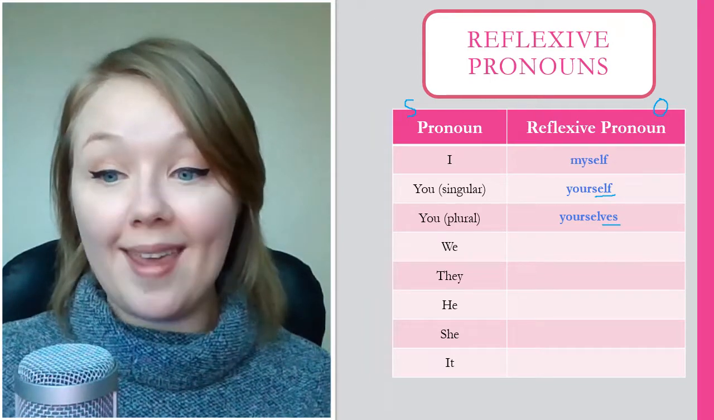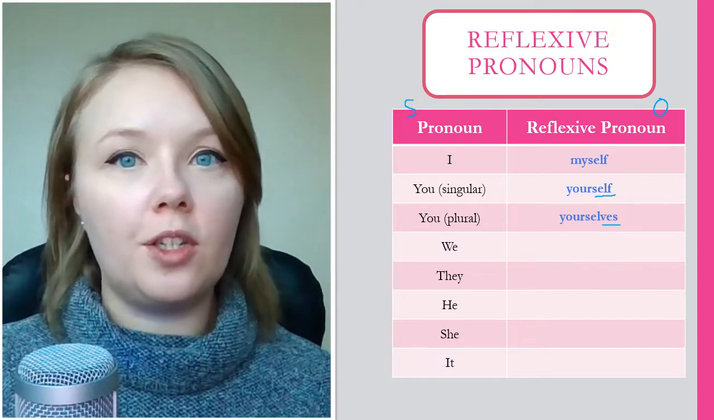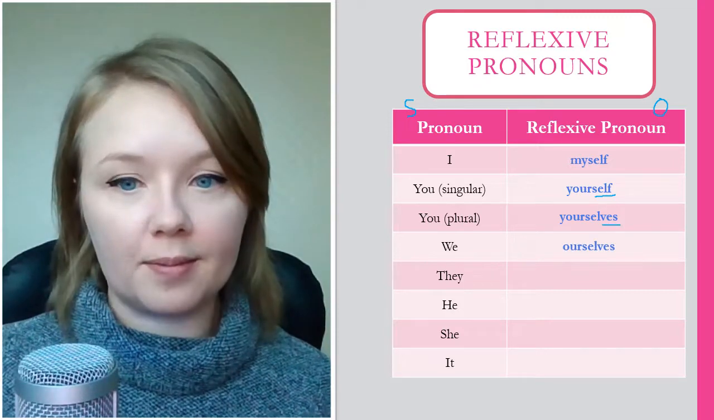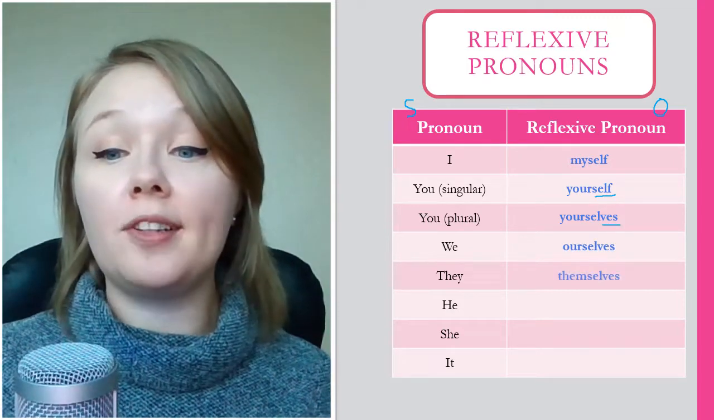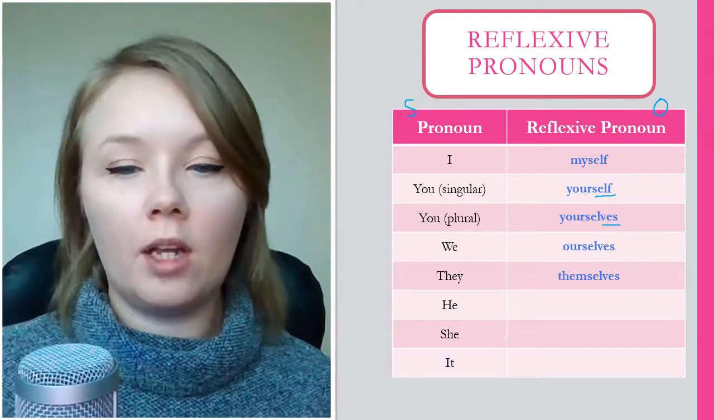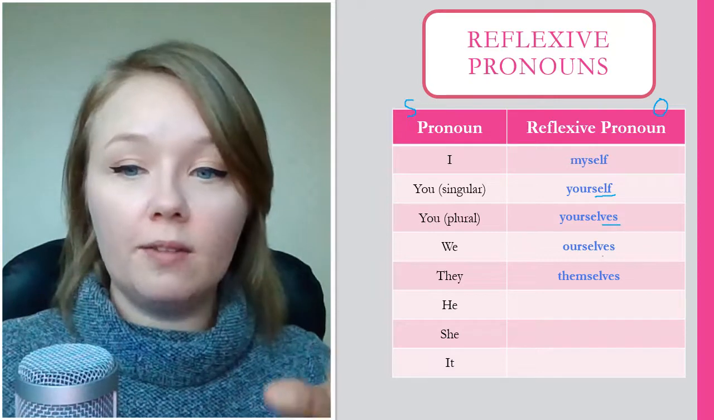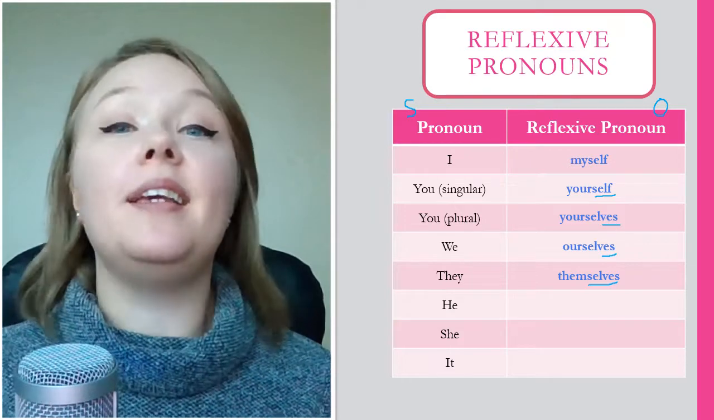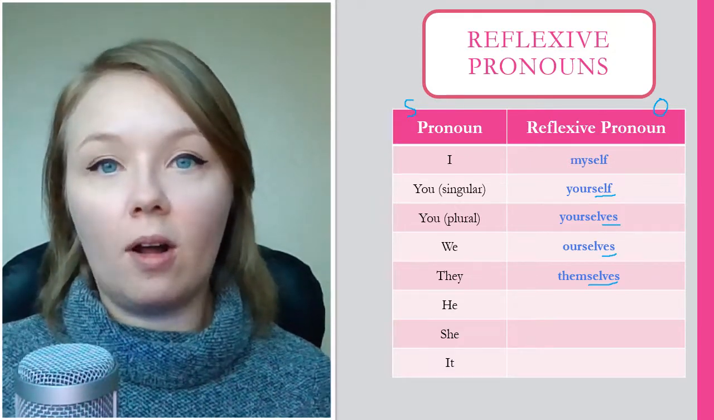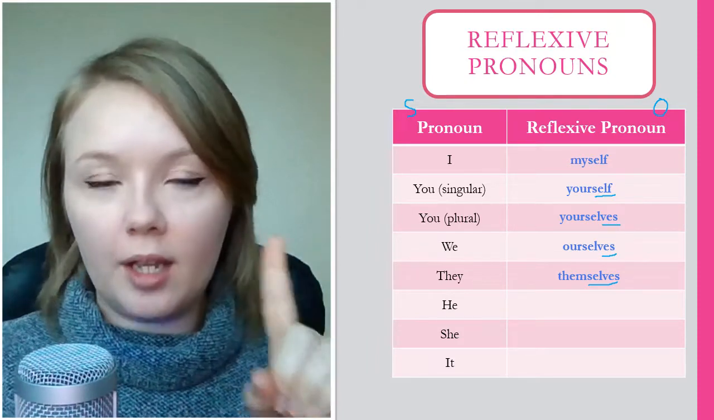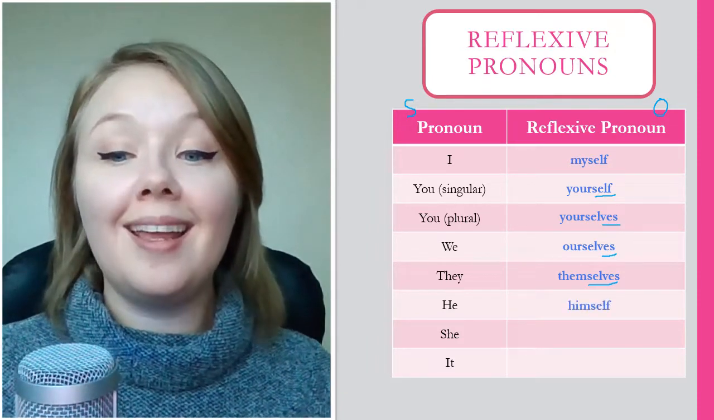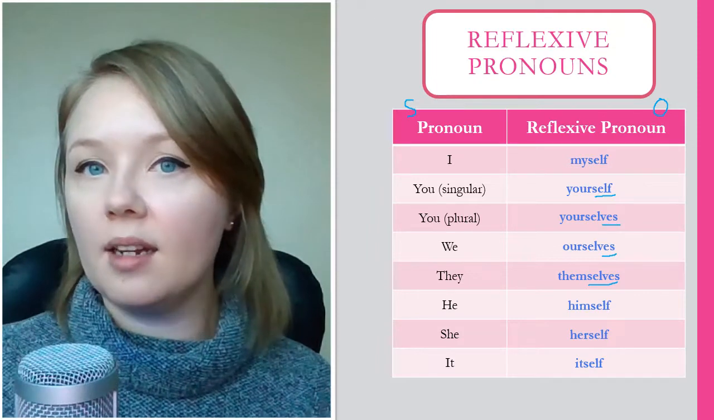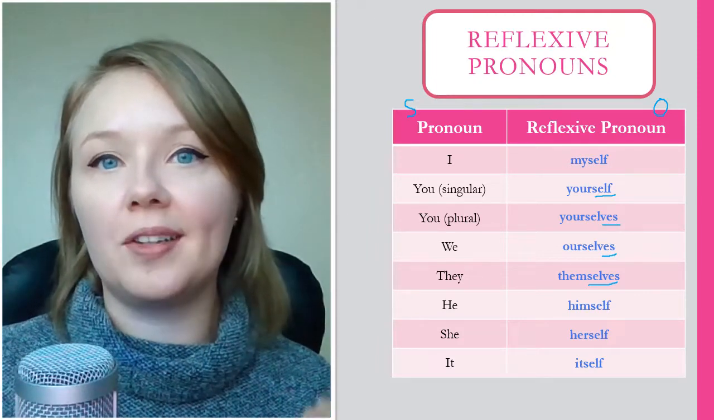So next we see we. Here we would want to use selves, right? We is more than one, and we would use ourselves. They, we would use themselves. So these are our plural forms. Yourselves, ourselves, themselves. Next we have he, she, and it. Now these are all single, right? He is one, she is one, it is one. So himself, herself, and itself. Let's go ahead and see how we can use these in some sentences in English.